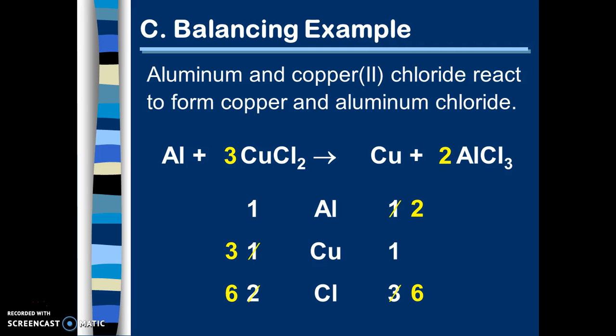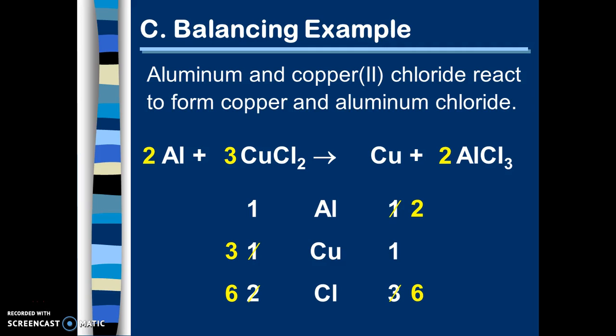So my goal was to balance the chlorine atoms, to get 6 of them on each side, because that's a common denominator between 2 and 3. And so that's what we did. But in the process of balancing the chlorine atoms, I've unbalanced the copper and the aluminum. But you know what? That's going to be a pretty easy fix, because I have single aluminum and copper atoms.